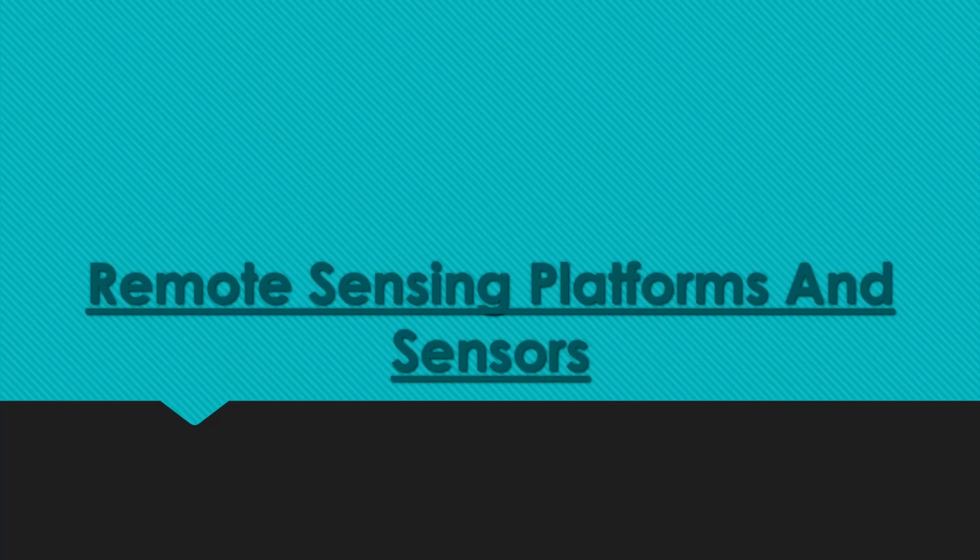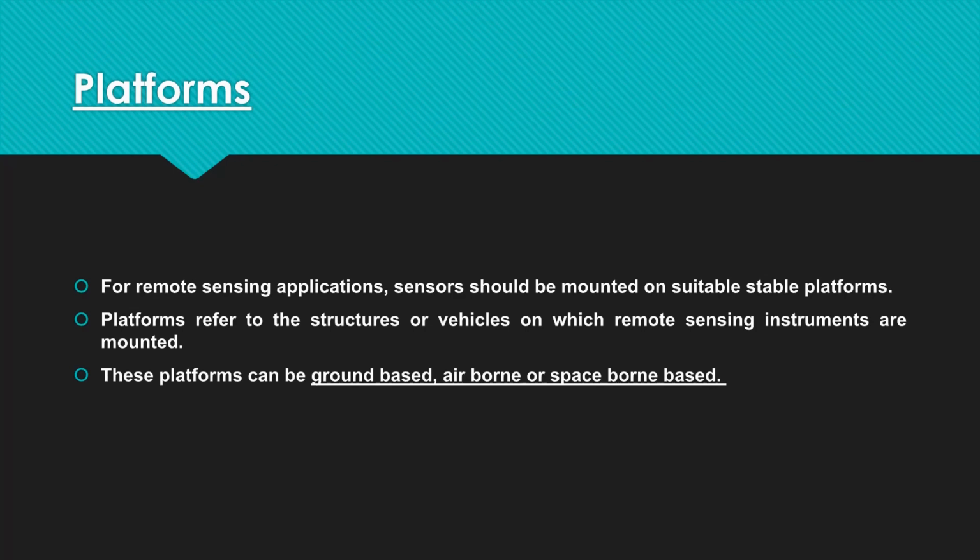So let's start. First of all, it is very necessary to understand what a platform is. Basically, a platform is a surface on which any kind of sensor or any kind of remote sensing camera is mounted or placed. Platform refers to the structure or vehicle on which remote sensing instruments are mounted. These can be aeroplanes, cranes, drones, kites, pigeons, hot air balloons, etc.